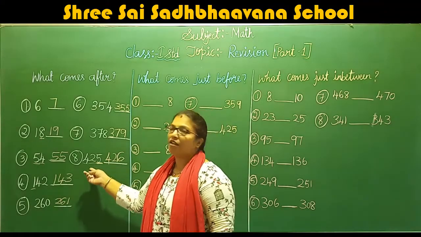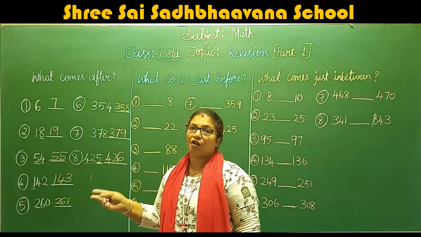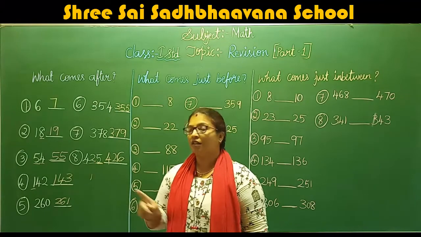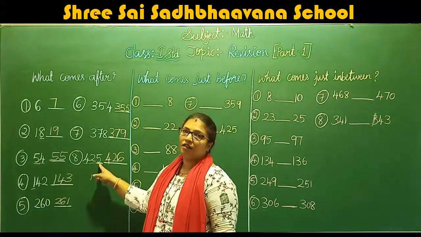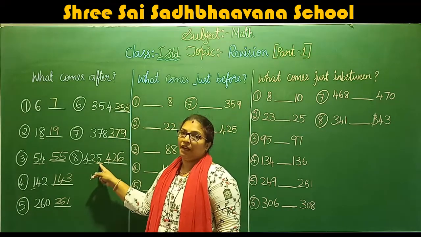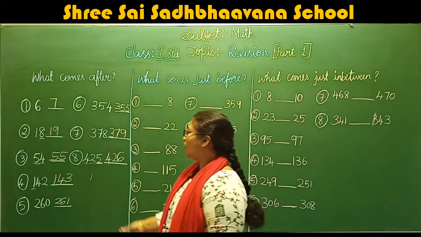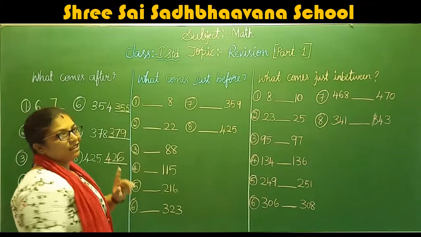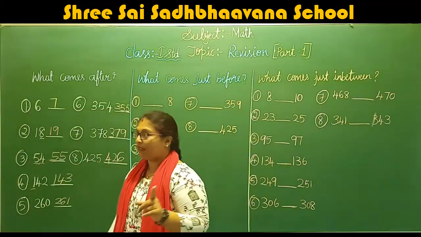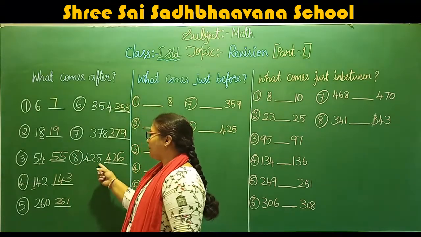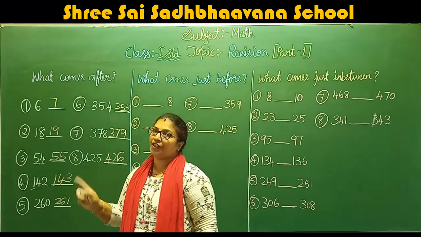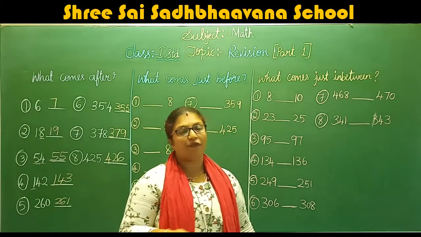If it is 3 digits, or 2 digits also, you should see the ones place number, right? Like this you have to write the after numbers, right, children? So you should only see the ones place number and write the next number for that.